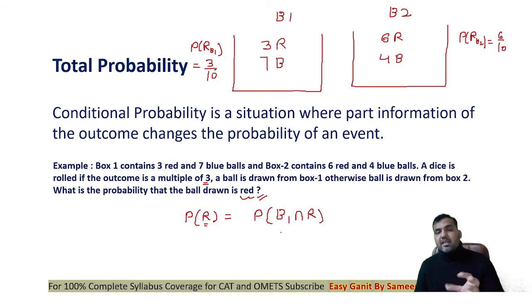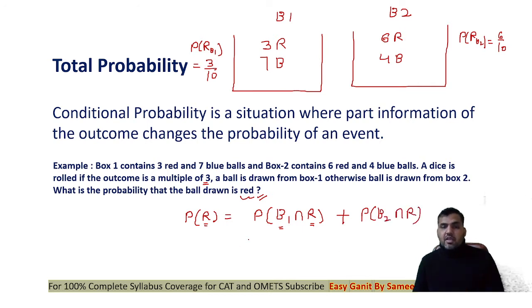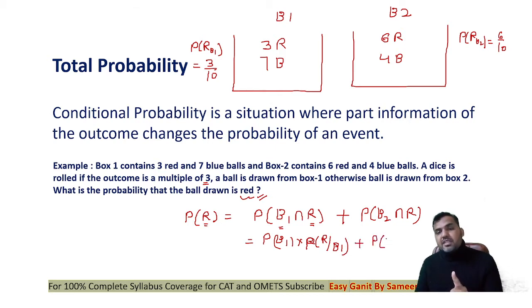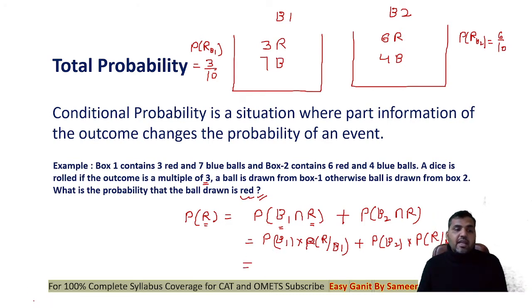Now let's say that I'm selecting. One of the events is that I'm first selecting box 1 and then picking the red ball. Selecting box 1 and then picking the red ball, that's the intersection of box 1 and red. Or I'm selecting box 2 and then selecting the red ball. In this case, I first select box 1 and then I select the red ball, so I find the probability of the red ball provided that box 1 has already been selected. Or I select box 2 and find the probability of the red ball provided that box 2 has already been selected.